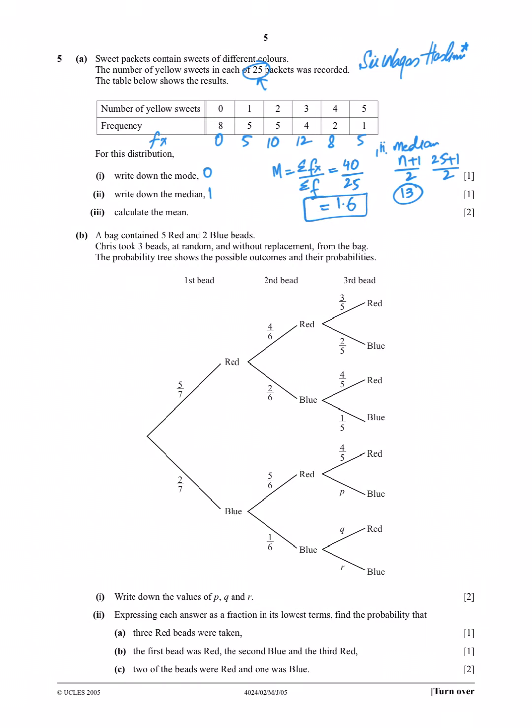Alright, so for the second part, which connects to the topic of probability: a bag contains 5 red and 2 blue beads. Chris took 3 beads at random without replacement. Keep in mind that it's without replacement. The probability tree shows the possible outcomes 5, 7, 4, 6 and so on. Write down the values of P, Q and R.